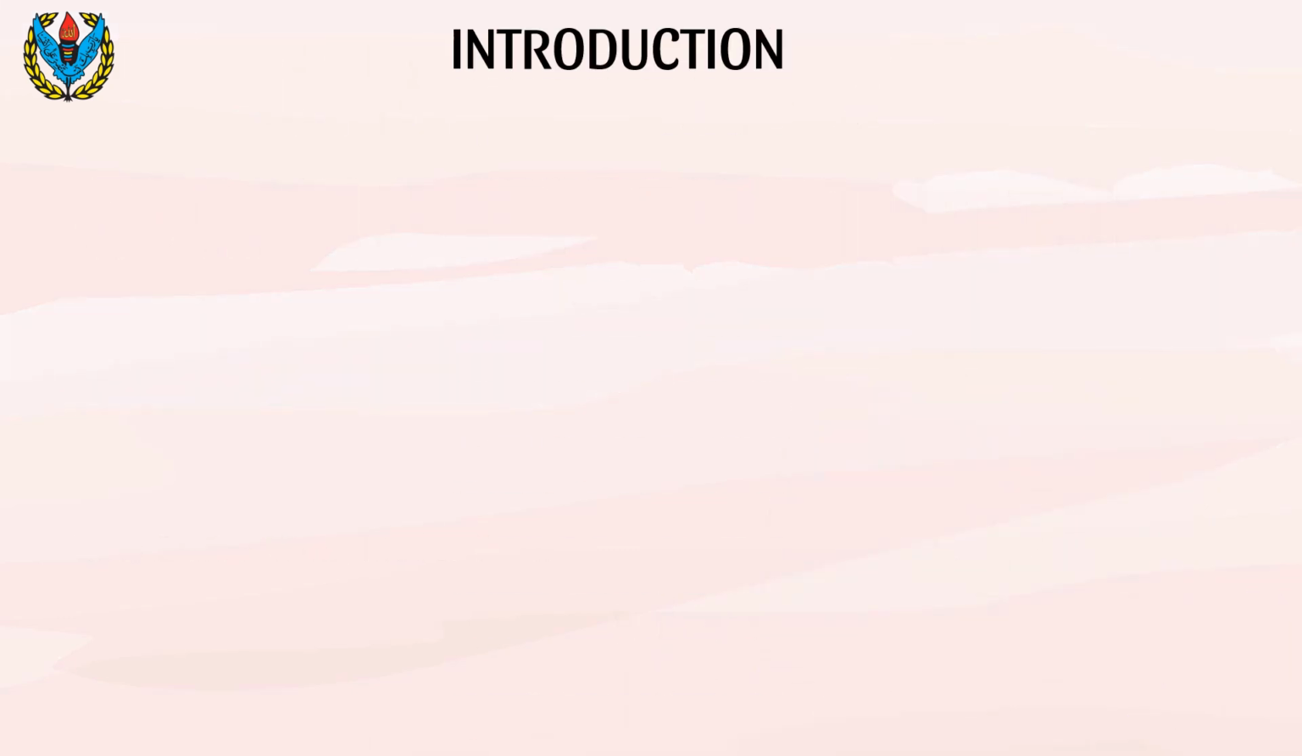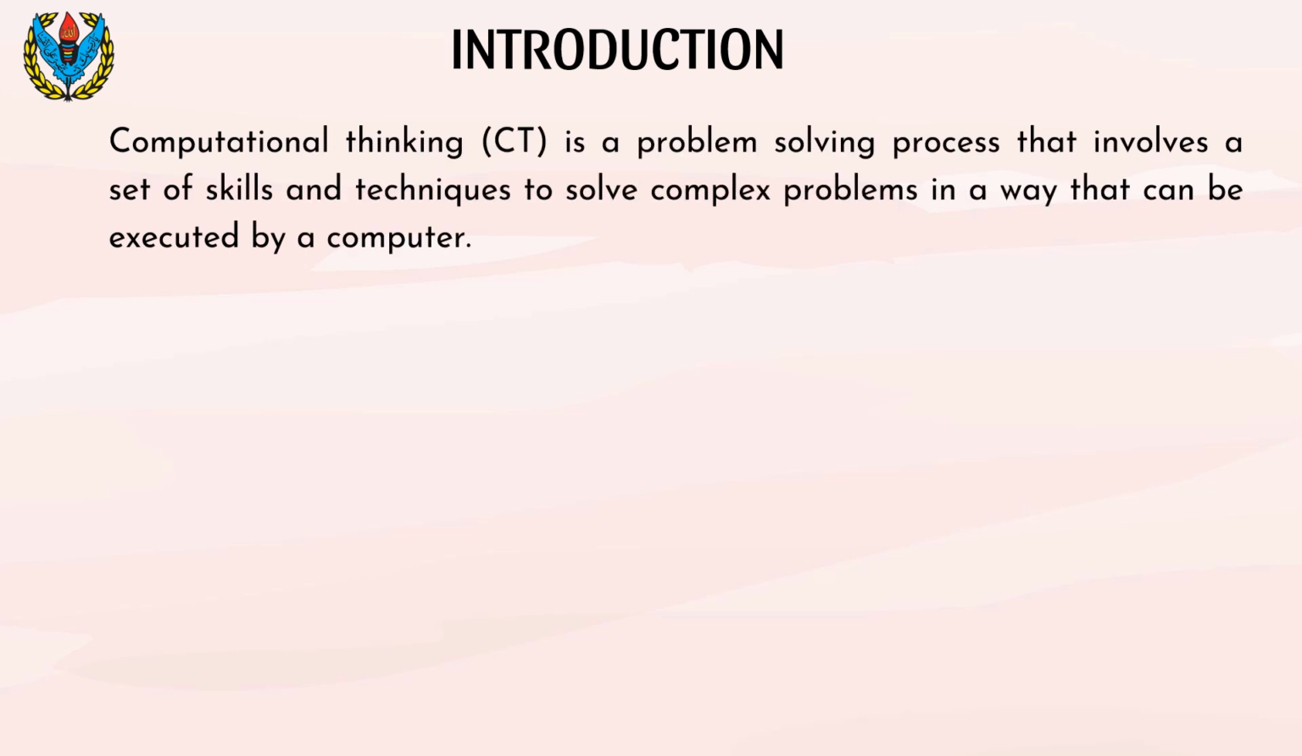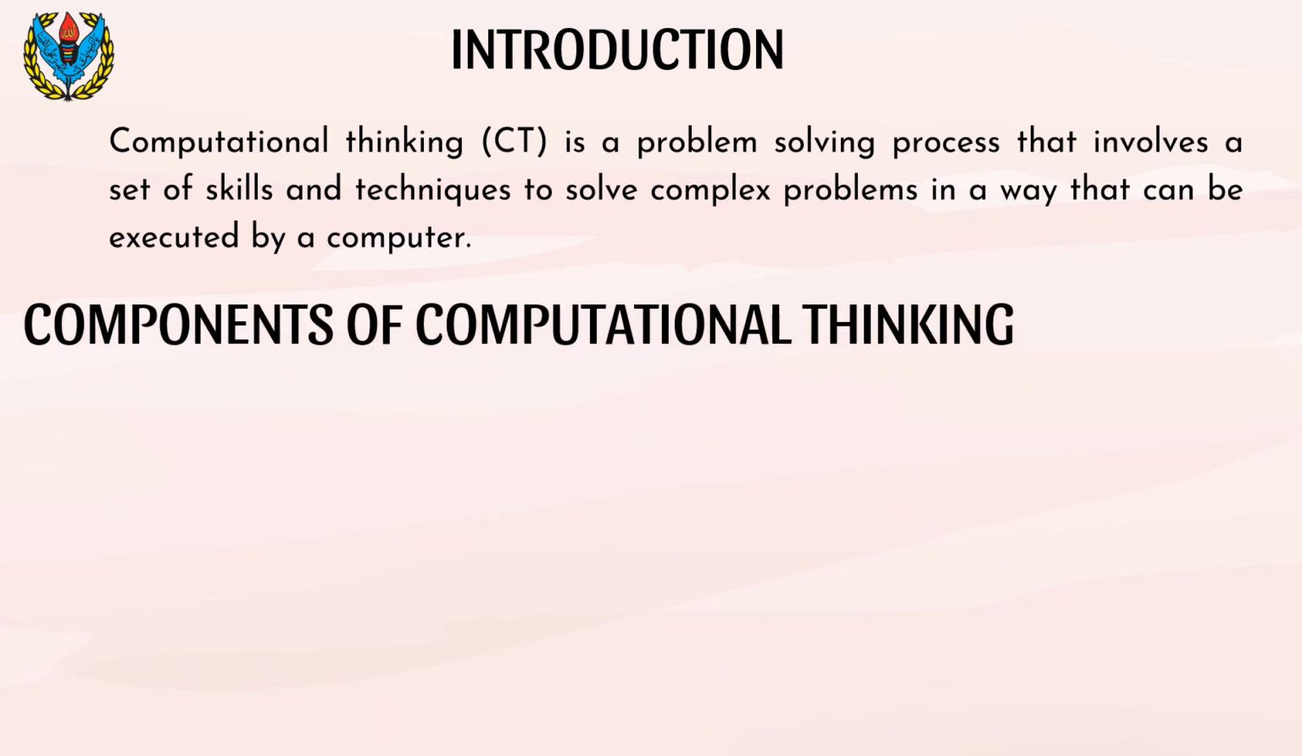What is computational thinking? Computational thinking is a problem-solving process that involves a set of skills and techniques to solve complex problems in a way that can be executed by a computer. Imagine you are faced with a very large or complicated problem. Instead of trying to solve it all at once, computational thinking helps us break it down, recognize patterns, focus on what really matters, and finally create a logical plan to solve it. Computational thinking has four main components.